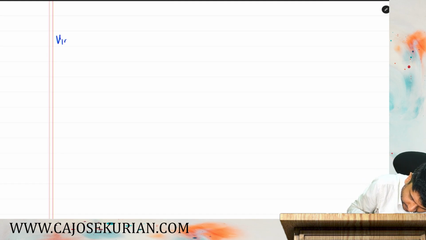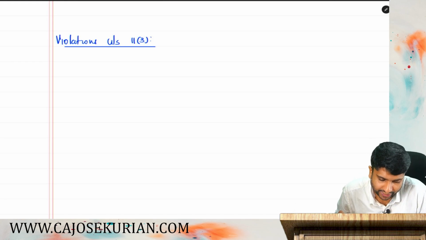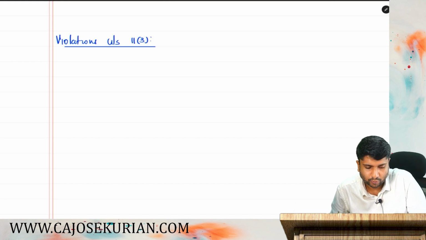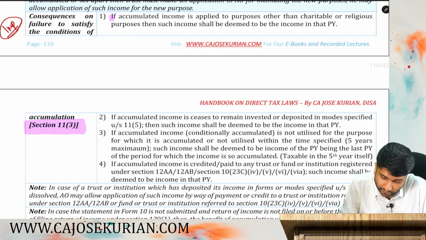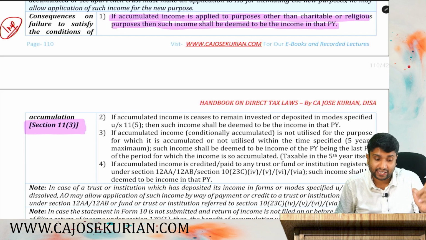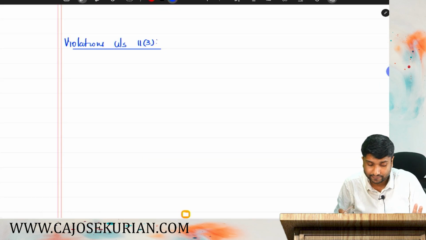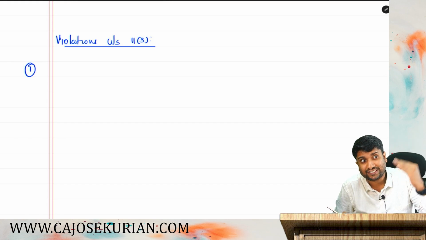So violations under section 11 subsection 3. Okay, let's understand what these violations under 11 subsection 3 are. Point number 1: if accumulated income is applied to purposes other than charitable or religious purposes, then such income shall be deemed to be income of that previous year. That simply means, listen, first violation. These are certain violations. The consequences we will study later.